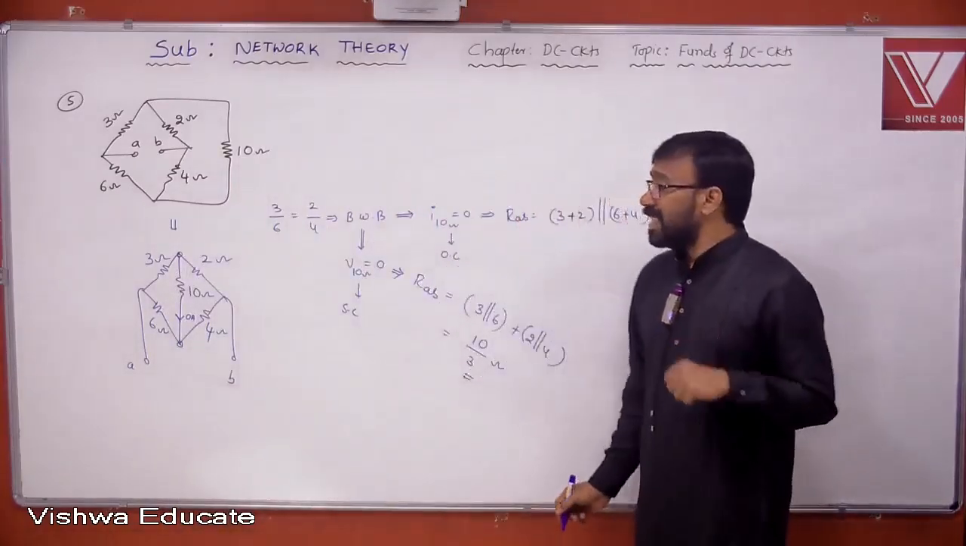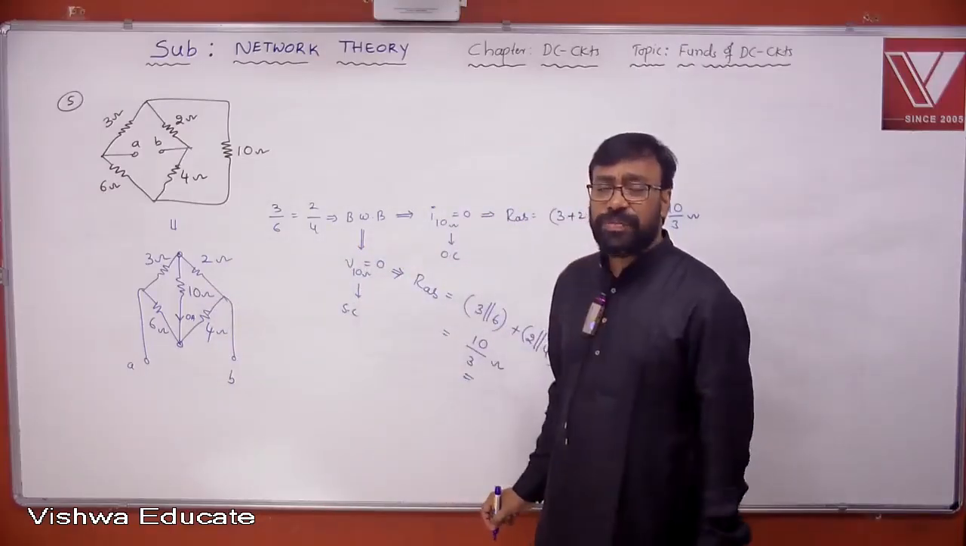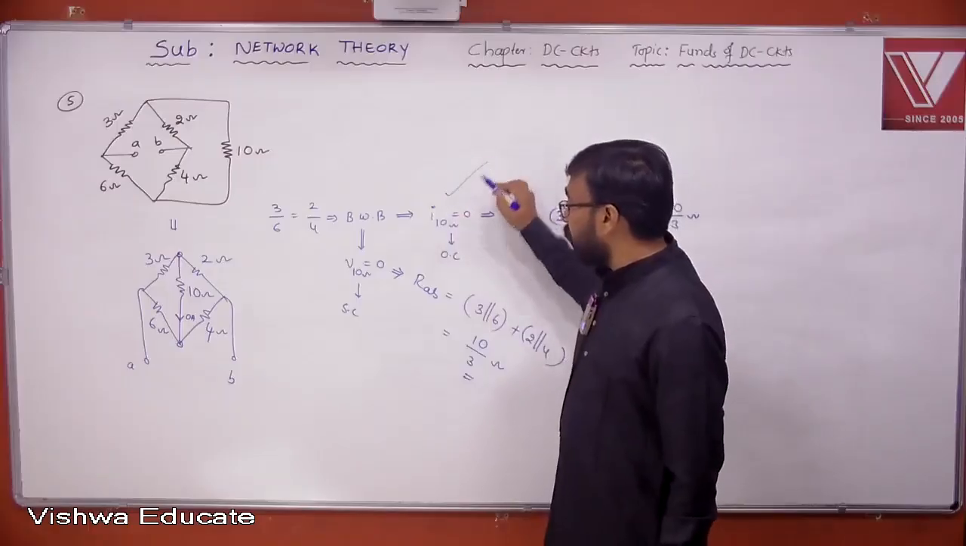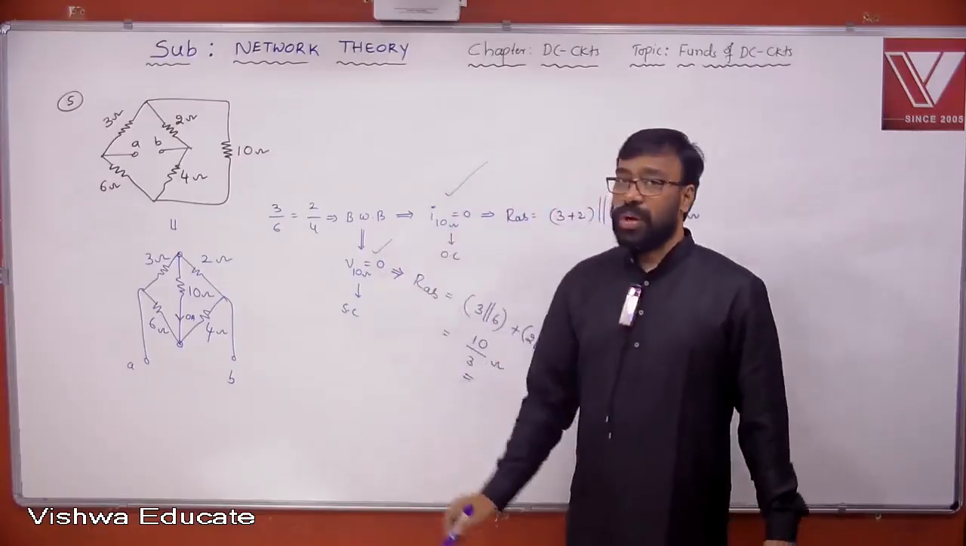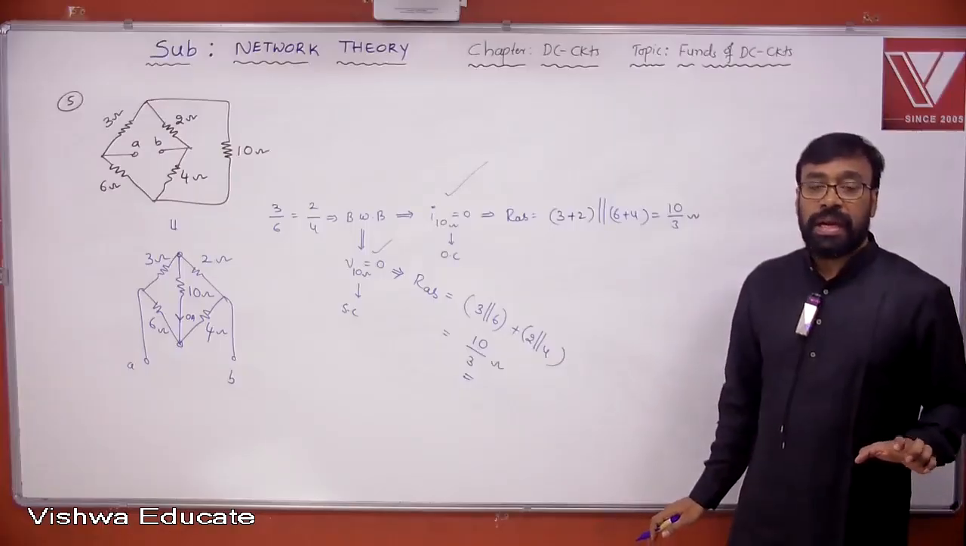So, since it is a balanced Wheatstone bridge, under balance condition, you can take either current 0 condition or voltage 0 condition. You will definitely get the same answer. Do not worry about that. Understand all of you, okay?